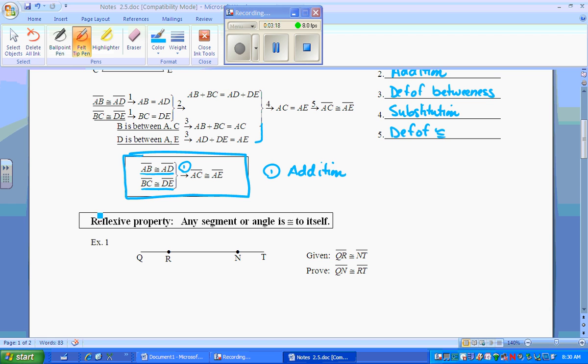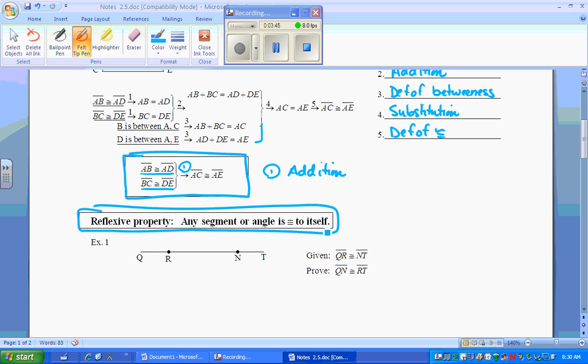Moving on to the next major concept. The next major concept is right here, the reflexive property. Any segment or angle is congruent to itself. Reflexive property, you remember it like a mirror. It's a reflection. What do you see in a mirror? You see yourself reflected back at you. So the reflexive property is when you share the same side in multiple pieces.